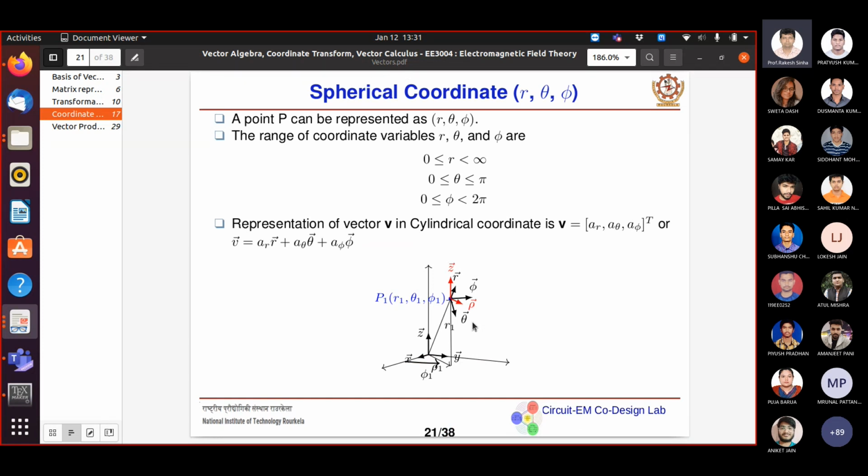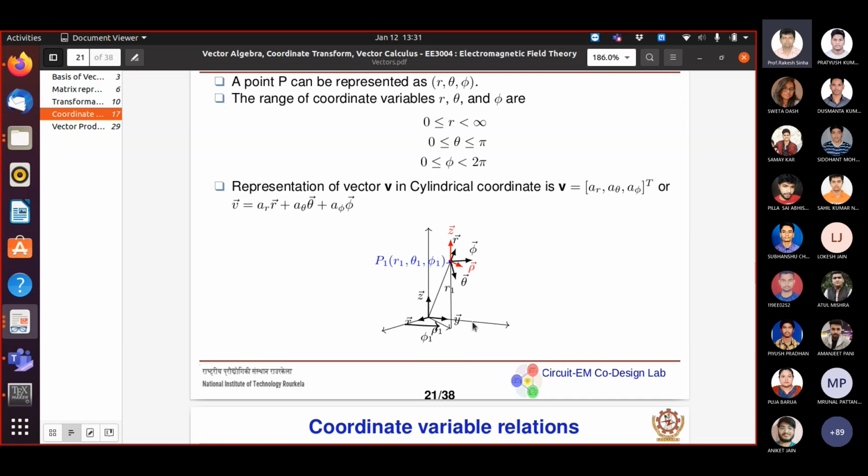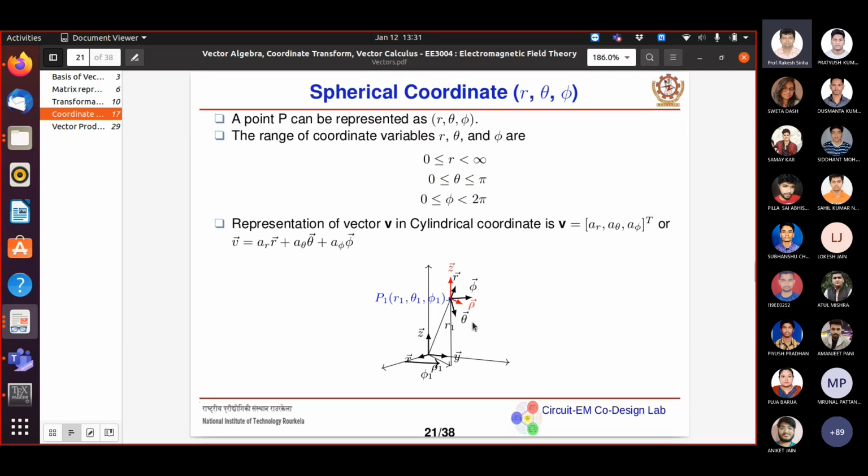This coordinate transformation has occurred by rotation of your cylindrical system, and the axis of rotation is the phi axis. The amount of rotation is theta degree, and in which direction? It rotates in a right hand direction. So it has been rotated in a right hand direction.